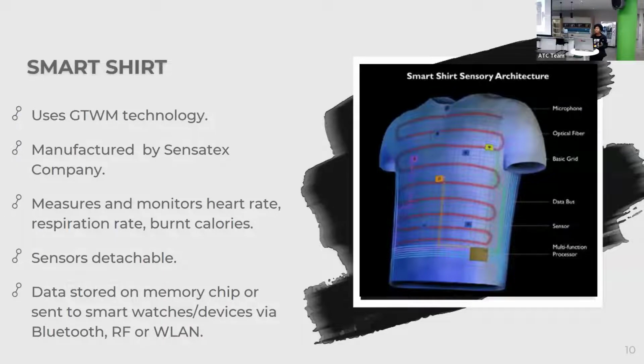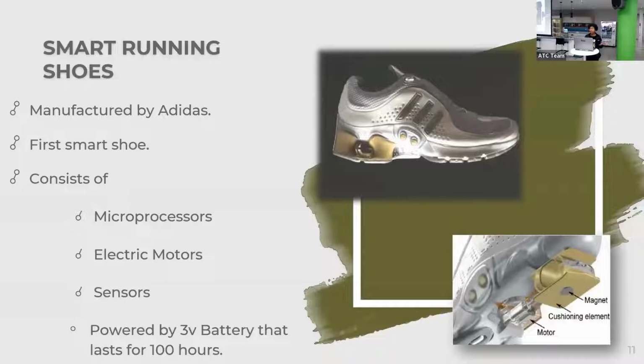This shirt is made to monitor the heart rate, respiration rate, and also the heart and lung conditions, and also the calories that are burned by a person when they're moving. The data is stored in the processor in the memory chip, and then it can be transmitted wirelessly to any device or tablet nearby. And then we have smart running shoes.